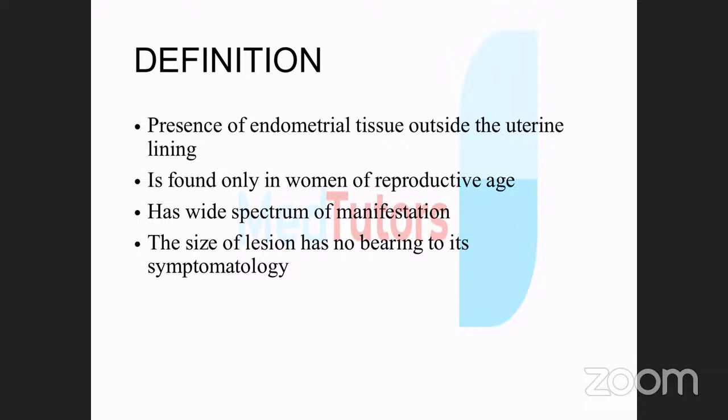It is found only in women of reproductive age because it is women of reproductive age that cyclically undergo proliferation and shedding of the endometrium. It has a wide range of clinical manifestation, and the size of the lesion does not correlate with the symptoms, which means a woman may have few endometriotic deposits but have more pain compared to a woman who has significant visible deposits. Next slide.